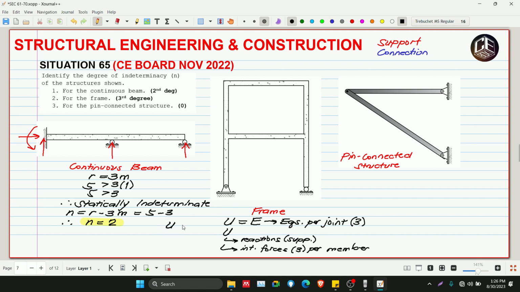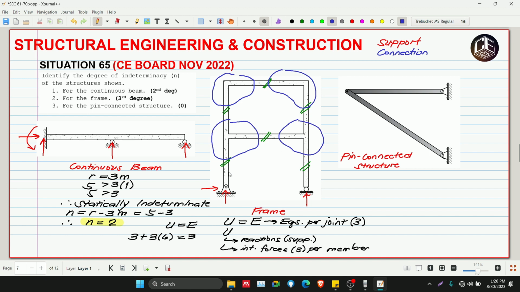So U is equivalent to E. Then ang ating reaction dito, we have pin, so 2, then roller, so 3. And then plus, internal forces, ilan yun? 3 kada member. Ilan bang member natin? 1, 2, 3, 4, 5, 6. So we have 6 members. Is equivalent to E. We have 3 equations per joint. Ilan ang joint natin? 1, then 2, 3, 4, 5, 6. Mamaya sabihin niyo, sir, ang involved lang naman dito na force is vertical para doon sa roller.